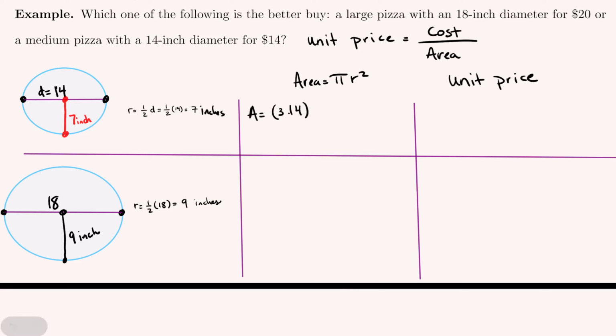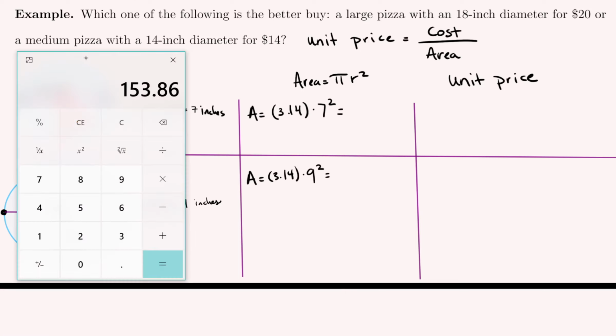So we use the rounded version of pi, 3.14, times the radius 7 squared, versus the large pizza, the rounded version of pi, 3.14, times the radius of 9 squared. Type both of these into our calculator and we will get 153.86 inches squared for the medium pizza, and then 254.34 inches squared for the large pizza.